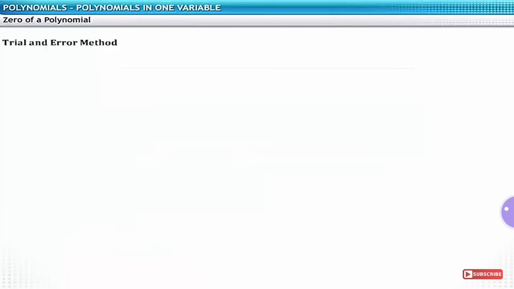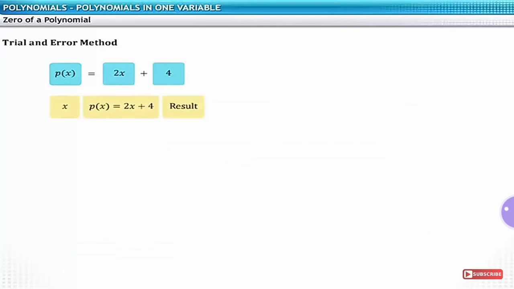Consider a linear polynomial. p of x is equal to 2x plus 4. Let's first use the trial and error method to find the zero of this polynomial. To begin with, let x is equal to 1. Substituting 1 in the polynomial, you get 6, which is not equal to 0. If x is equal to -1, then the value of the polynomial is 2, which is also not equal to 0.